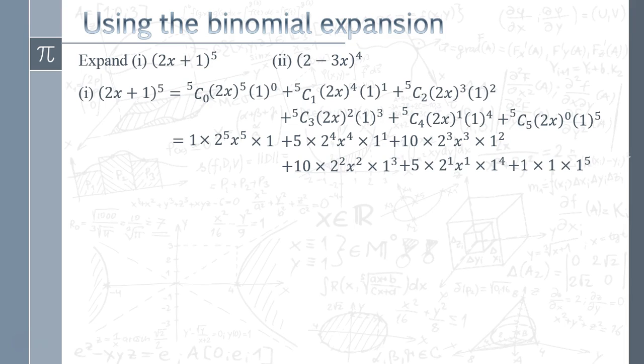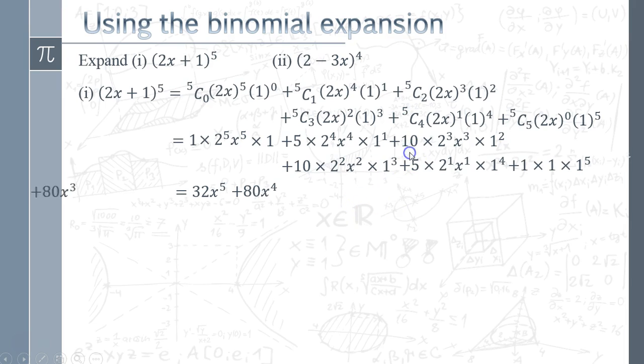Last job is now just to tidy all this up and write these down as individual numbers. So there's our first term. 2 to the power 5 is 32, so we've got 32x to the power 5. Our next term, we've got 80, that's coming from the 5. There it is, times by 2 to the power 4, which is 16. 5 times 16 is 80.